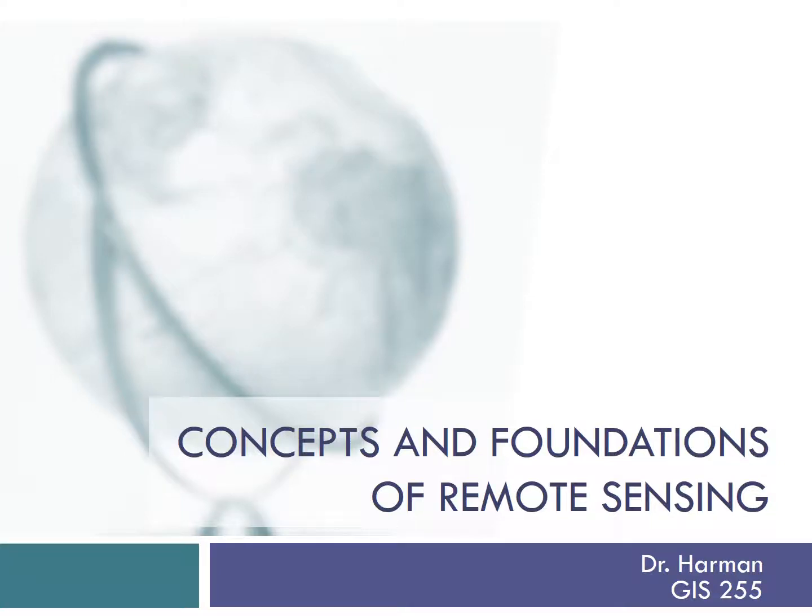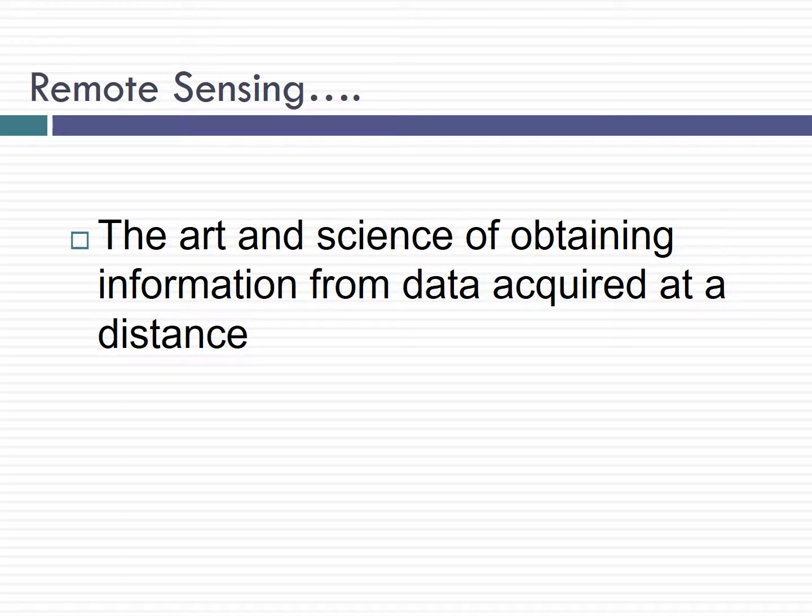Alright, we're going to talk about concepts and foundations of remote sensing. This is the week 2 lecture component of the remote sensing class this week. So when we talk about remote sensing, we're talking about the art and science of obtaining information from data that we acquired at a distance. Not things that we physically went and measured, but things that we picked up, calculated, inferred from a distance, from away from a satellite, an airplane, etc.